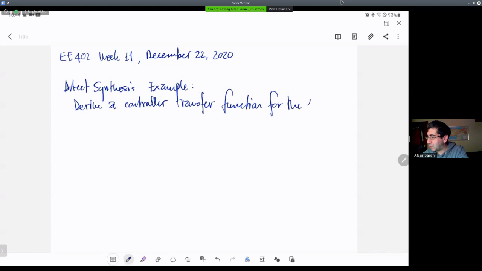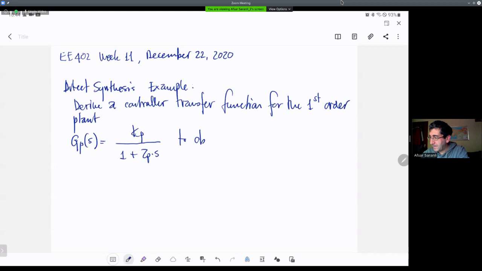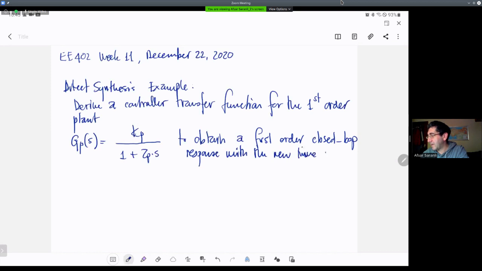For the first order plant given by Gp(s) = Kp over 1 plus tau p s, obtain a first order closed loop response with the new time constant tau c.